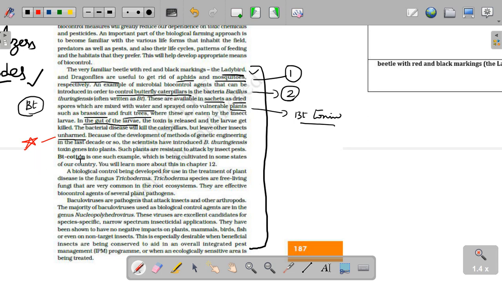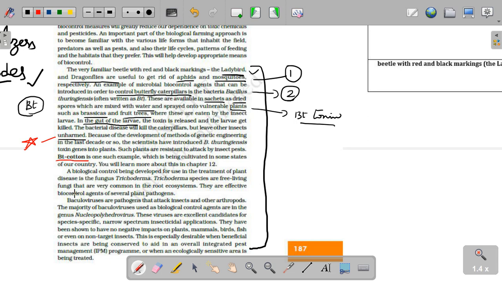Okay, now this is all about that. Such plants are resistant to attack by insect pests. One of the examples is Bt cotton, which is naturally capable of avoiding that particular caterpillar which infects the cotton plant.